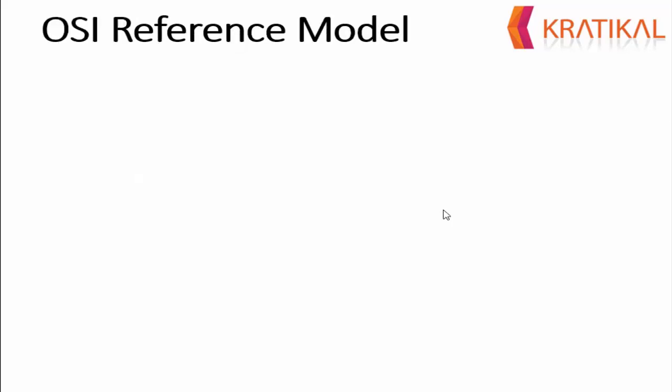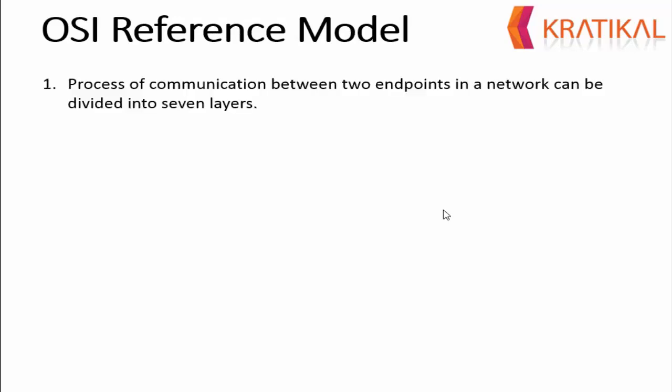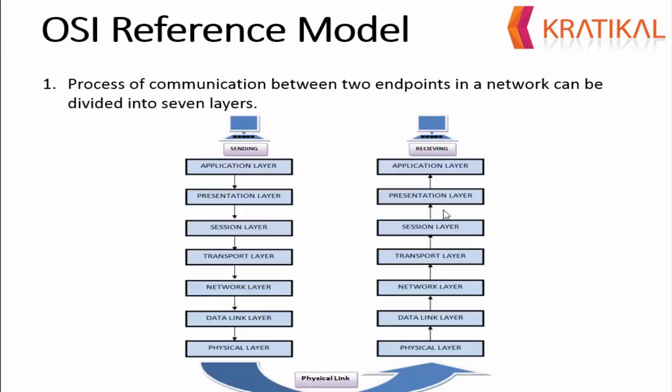Now, OSI reference model is the reference model for how applications can communicate over a network. The main concept of this model is that the process of communication between two endpoints in a network can be divided into 7 layers or subgroups. So these 7 layers, which are namely physical layer, data link layer, network layer, transport layer, session layer, presentation layer, and application layer, will be the 7 layers in which this OSI reference model will work.